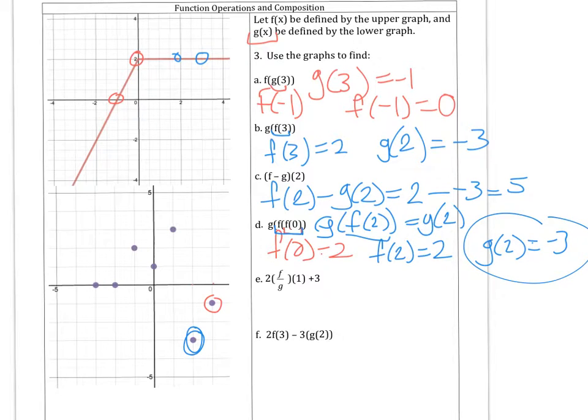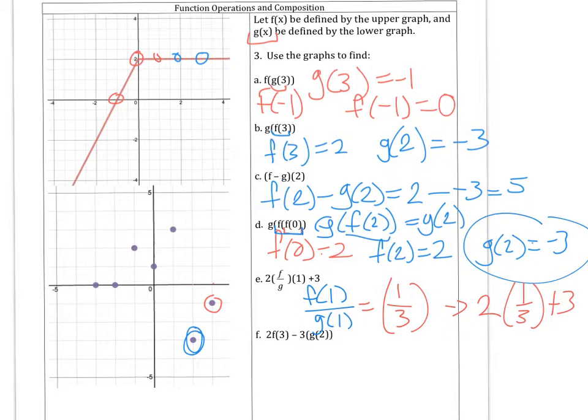Looking at our next one, we've got 2 times f over g of 1, plus 3. So let's find f of 1 over g of 1 first. F of 1 is going to be 2. That keeps coming up, huh? G of 1 is 3. And we're going to multiply that times 2. So 2 times 1/3, and then we're going to add 3 to that. So that'd be 3 2/3. If you wanted to leave that as an improper fraction, that'd be 11/3.